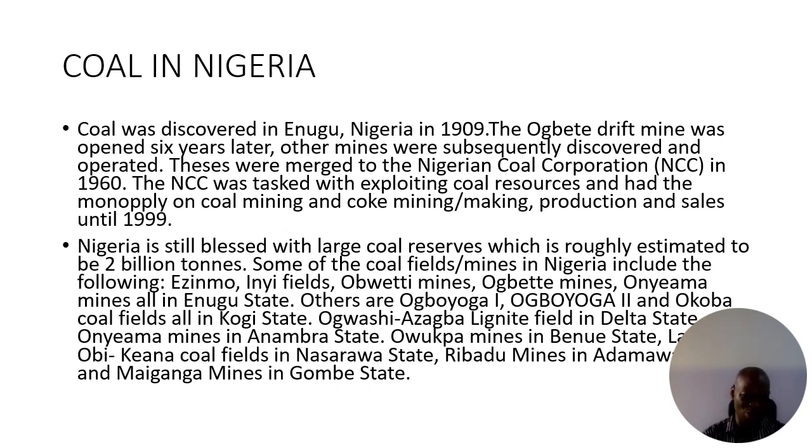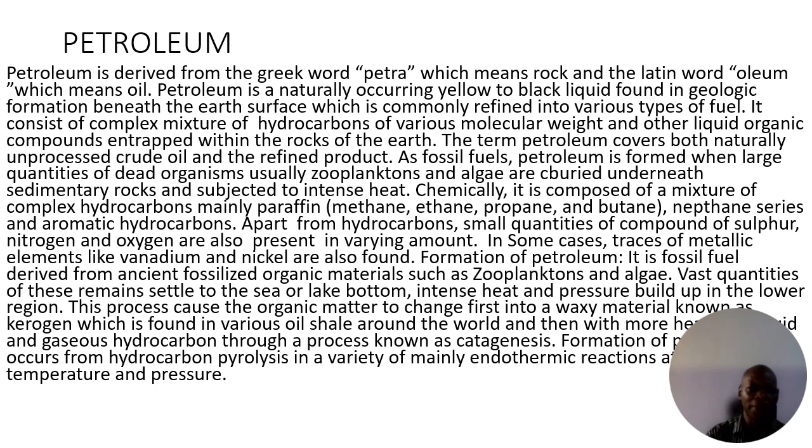Nigeria is still blessed with large coal reserves, roughly estimated to be about 2 billion tons. Some of the coal fields mined in Nigeria include the Ezimo Iron Fields, Okpara Mines, Obete Mines, and Oyama Mines, all in Enugu State. Others are in Kogi State, Lignite Field in Delta State, Oyama Mines in Anambra State, Owaka Mines in Benue State, Lafia and Keana coal fields in Nasarawa State, Ribadu Mines in Adamawa, and Medaga Mines in Kogi.